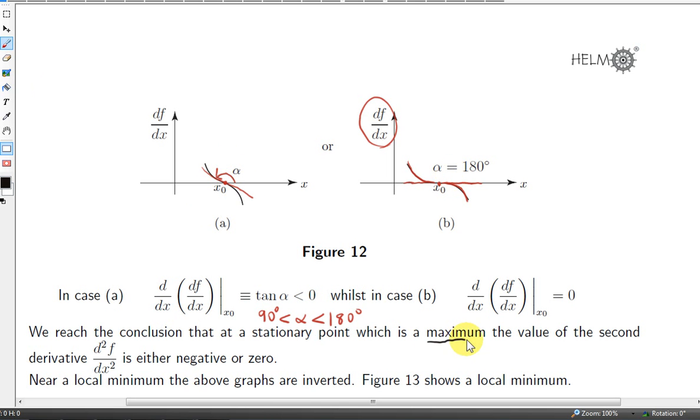So for a stationary point that's a maximum, the second derivative is either negative or 0. So d2f dx2 is less than or equal to 0.